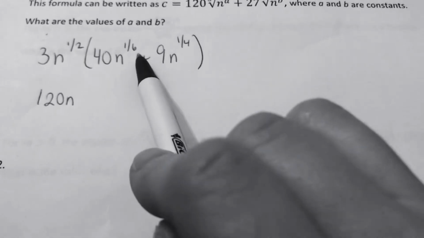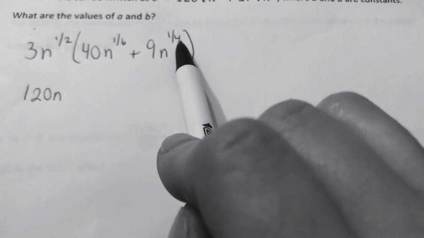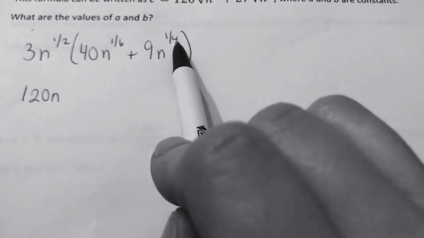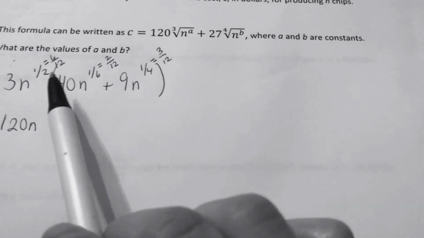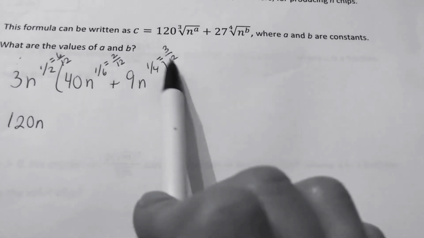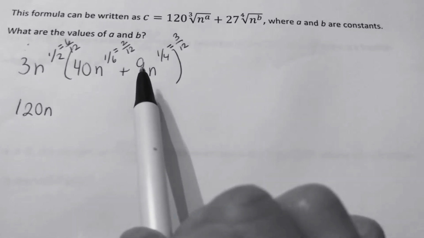So I have a 2, a 6, and a 4, so the least common denominator should be 12, right? So I'm going to rewrite these. This one is 1/2, so I multiply by 6 and get 6/12. This one, I multiply both by 2, so I get 2/12. And this one, I multiply by 3, and I get 3/12. So now instead of having these here, I have them all in twelfths. It's the same thing, I've just rewritten them.